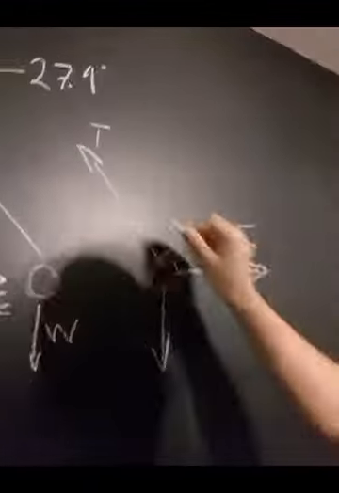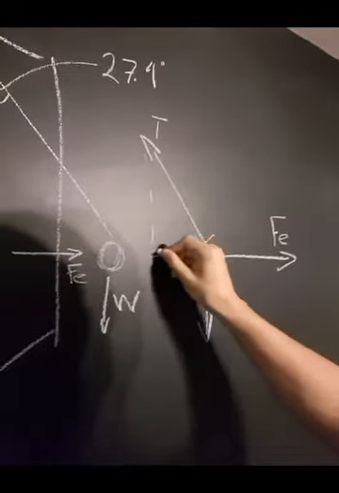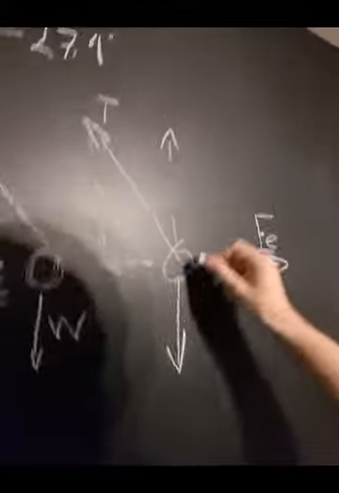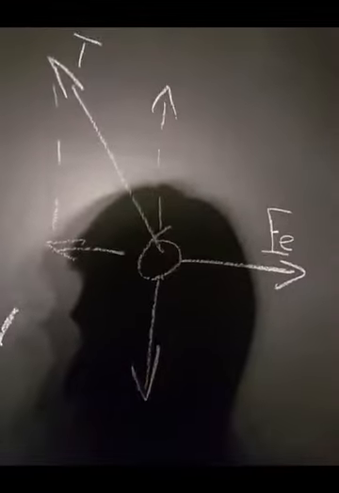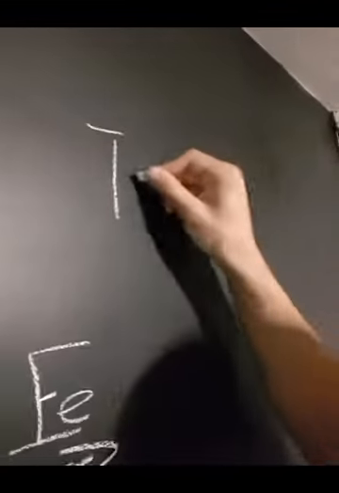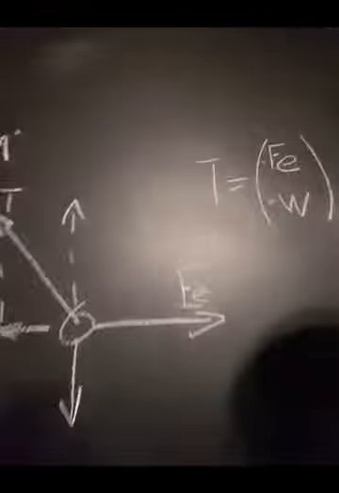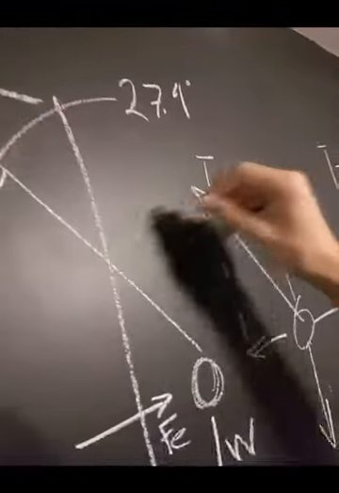Thus, the x component of the tension has to be equal to the electric force, and the y component of the tension has to be equal to the weight. In other words, the tension will be equal to, in the x component, negative Fe, and in the y component, minus W. And we also know that the tension has an angle of 27 degrees on this coordinate.